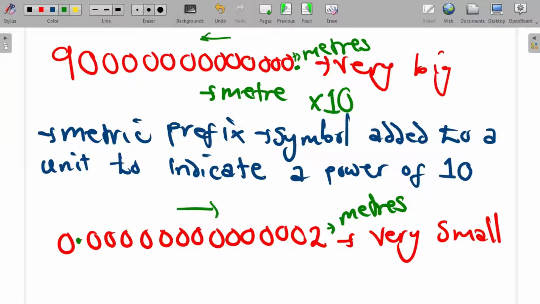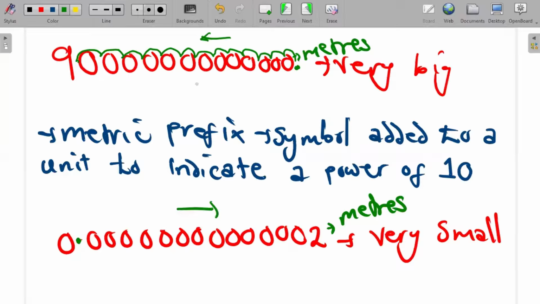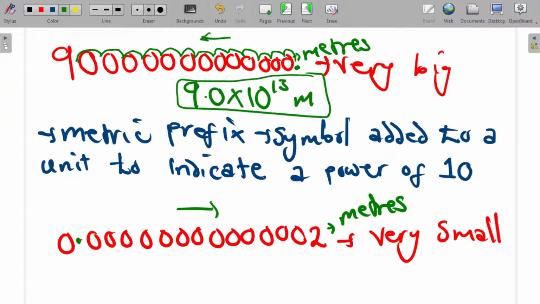So from here, if I start from here, I'm going to say 1, 2, 3, 4, 5, 6, 7, 8, 9, 10, 11, 12, 13. That means we're going to write this number as 9.0 times 10 to the power 13 meters, showing how big this particular number is using just a prefix. Instead of us writing such a big number that we have here, we've handled it in simple terms using metric prefixes. It is going to be 9.0 times 10 to the power 13.